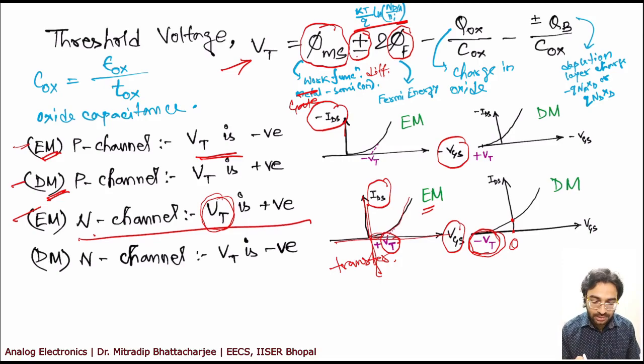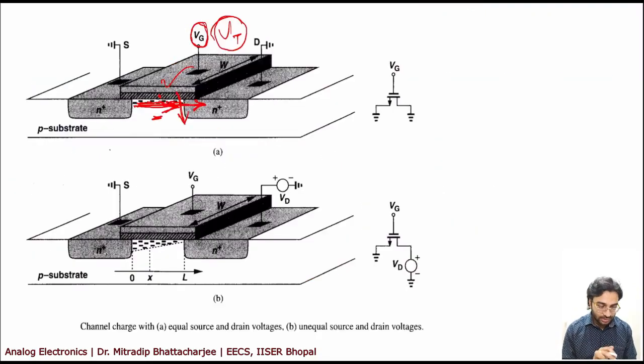This third term is Qox, that means the fixed charge in the oxide, divided by Cox, that means oxide capacitance. As you have seen that there is an oxide here, a metal here, and semiconductor here, so it will form a capacitance over here. So this is known as oxide capacitance. How do you define the oxide capacitance? For example, let us take the width of the oxide as Tox, okay.